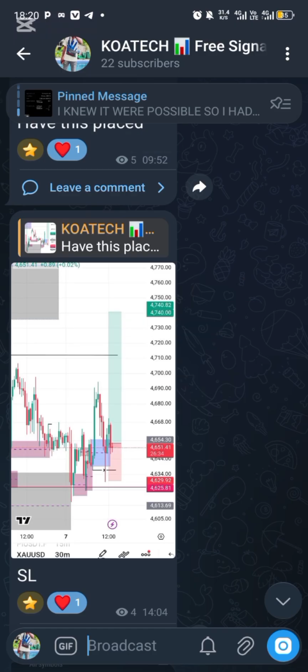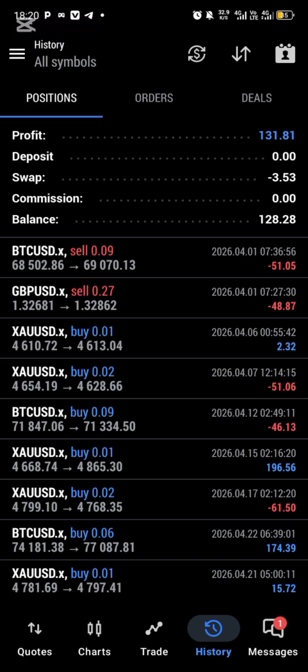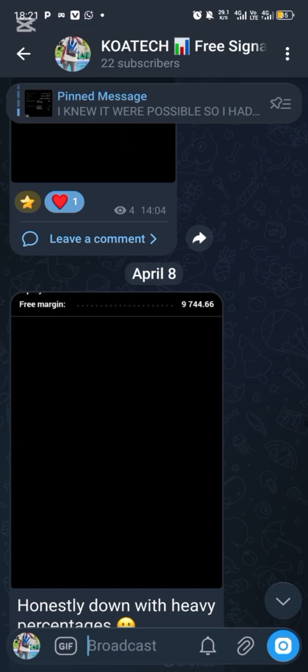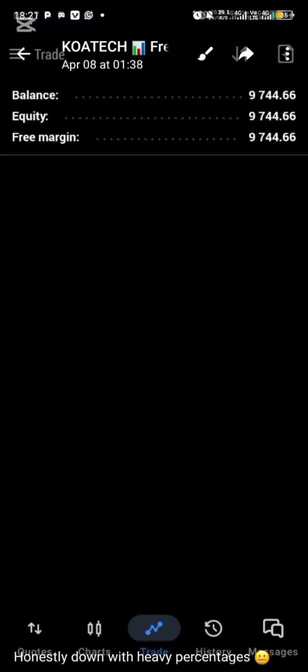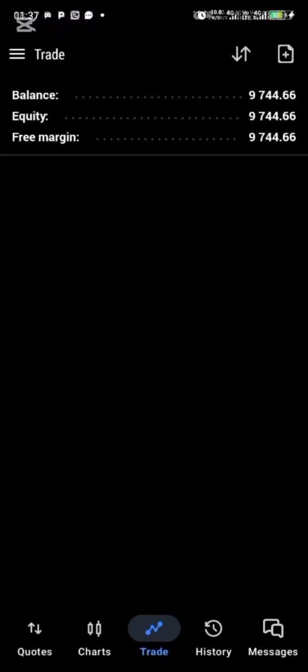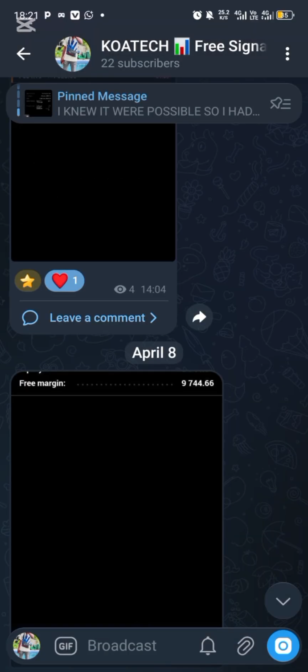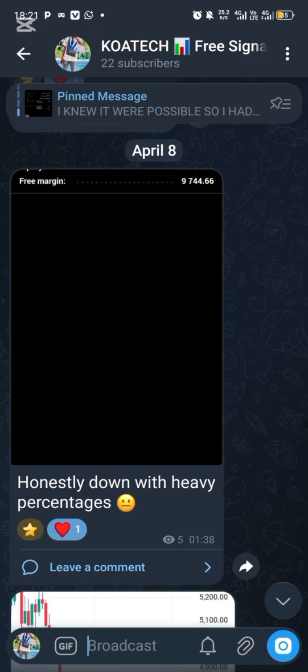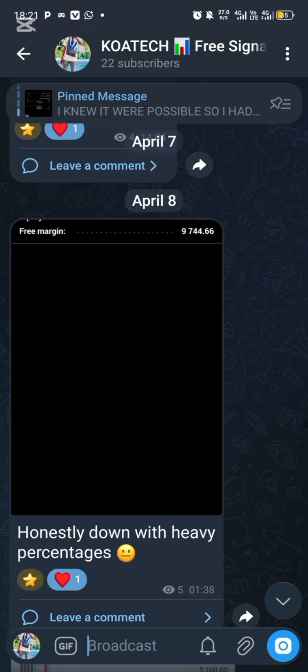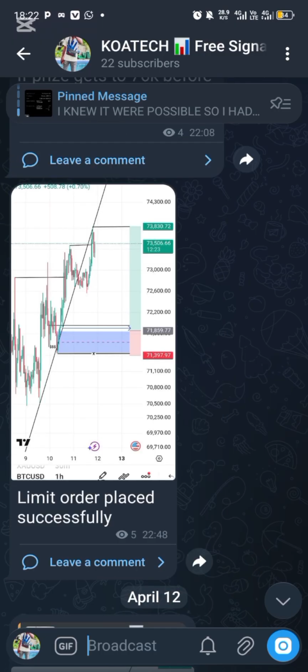Now let's go to trade number 5. Guys, trade number 5 was also SL, and this was BTC. Now let's go to the trade. Before we go to trade number 5, after trade number 4, look at my account balance. It was 9,744. And look at what I wrote here: honestly, down with heavy percentages. So here is trade number 5.